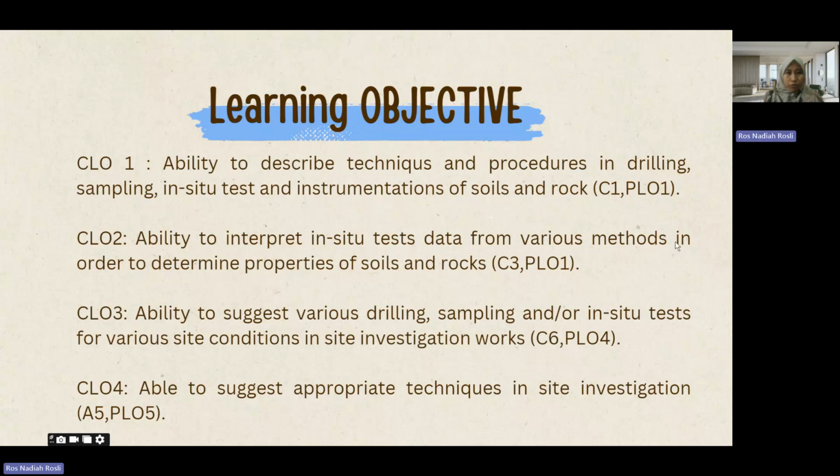hasil pembelajaran kursus. For CLO number 1, you should be able to describe the techniques and procedures in drilling, sampling, in situ and instrumentation and rock. Next, you should be able to interpret in situ test data from the various methods in order to determine the properties of soils and rocks. And you should be able to suggest the various drilling, sampling, and or in situ tests for various site conditions in site investigation works.